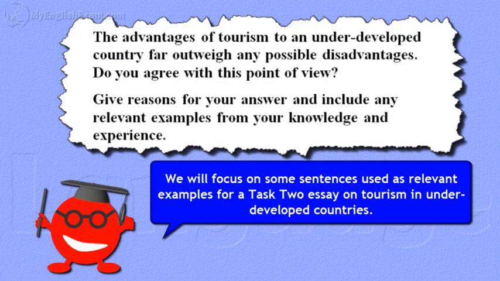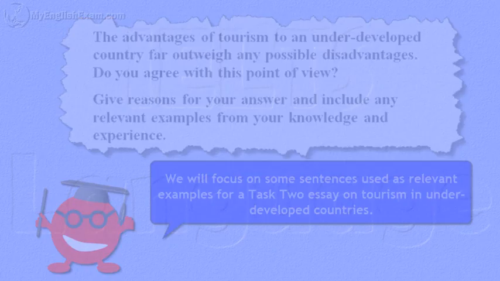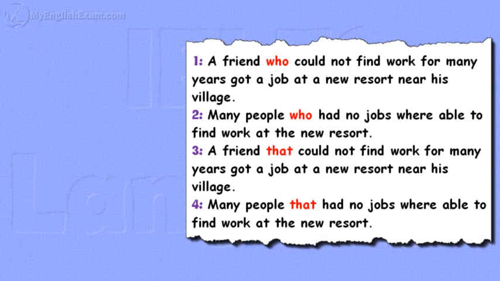We will focus on some sentences used as relevant examples for a Task 2 essay on tourism in underdeveloped countries. 1. A friend who could not find work for many years got a job at a new resort near his village. 2. Many people who had no jobs were able to find work at the new resort. 3. A friend that could not find work for many years got a job at a new resort near his village. 4. Many people that had no jobs were able to find work at the new resort.